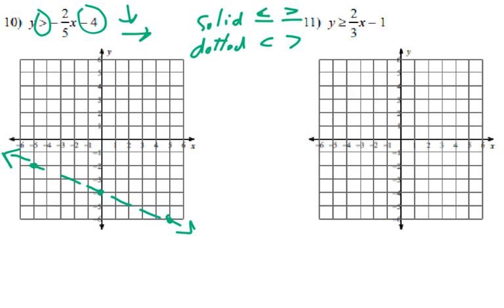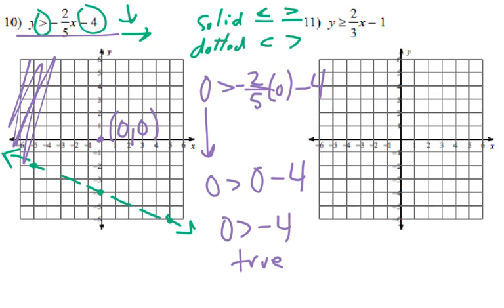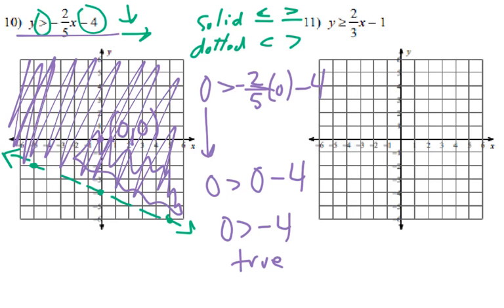Okay, now we just have to decide where to shade. So to do that, pick a test point. My suggestion, pick 0, 0. Take your inequality, put 0 in for y, 0 in for x, and then simplify. Can't change that side. Negative 2/5 times 0 is 0, minus 4. It's negative 4. Is 0 greater than negative 4? Yes, that's true. Because that's true, I know that where the 0, 0 is is the side that's going to be shaded. So I shade that same side, because 0, 0 is one of my answers.